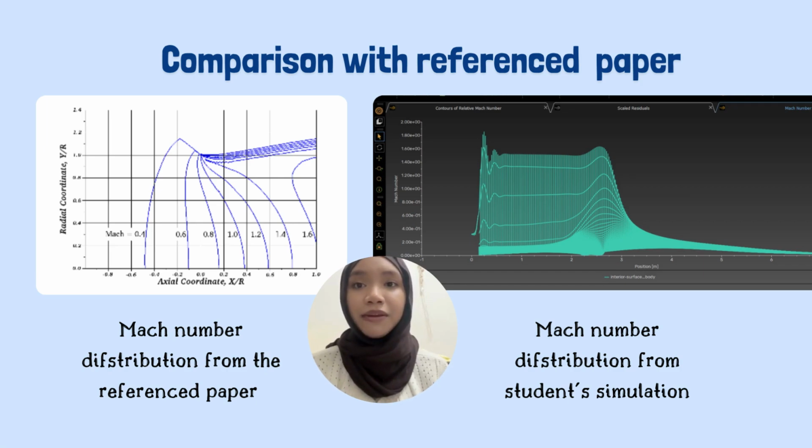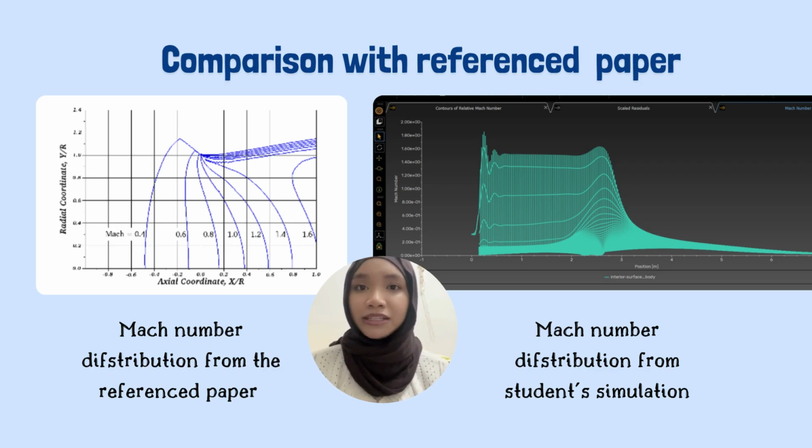This confirms that the CFD model is able to capture the expected compressible flow behavior in a converging nozzle, with the highest velocity occurring after the throat region. However, there are quantitative differences between the two results. The reference paper reports a maximum Mach number of around 1.6, meanwhile the present simulation predicts a slightly higher value of 1.8, corresponding to an error of about 12.5%.